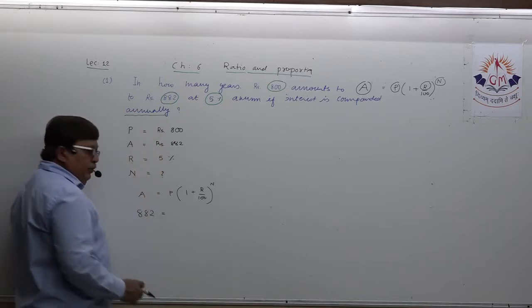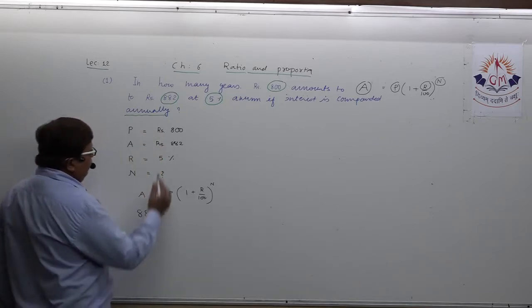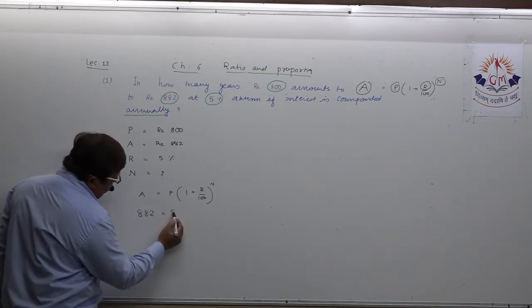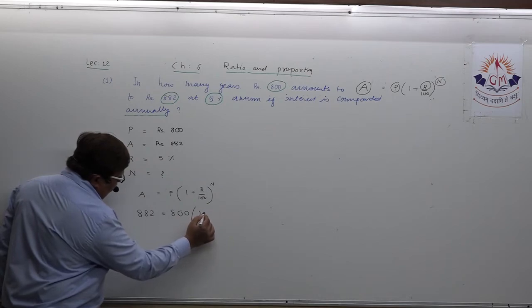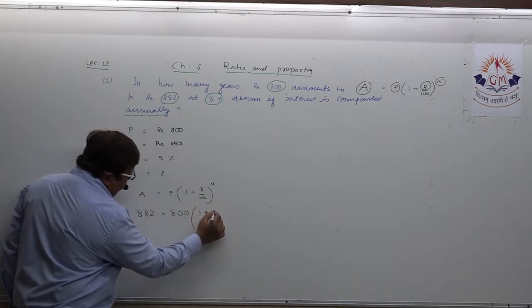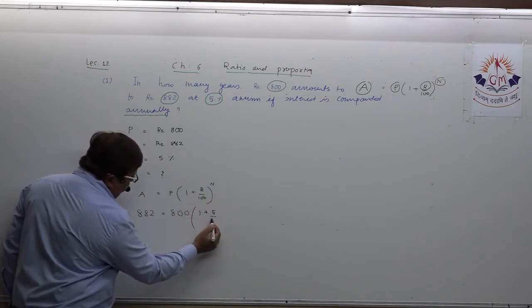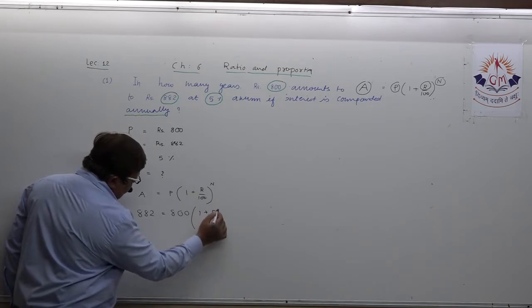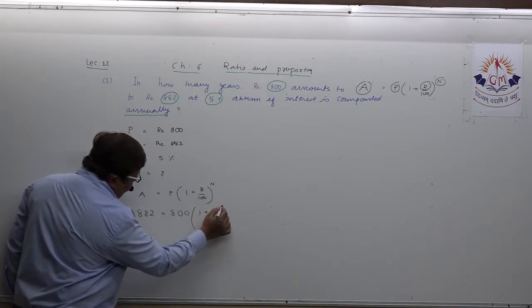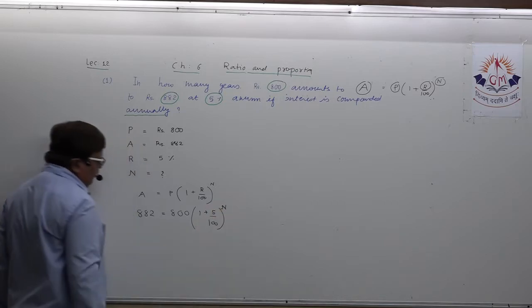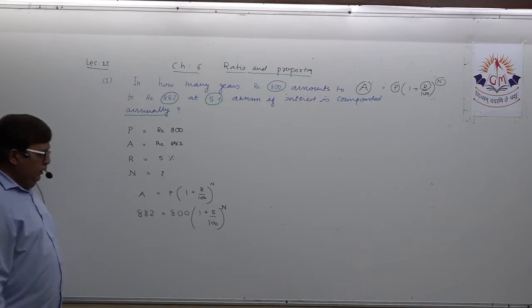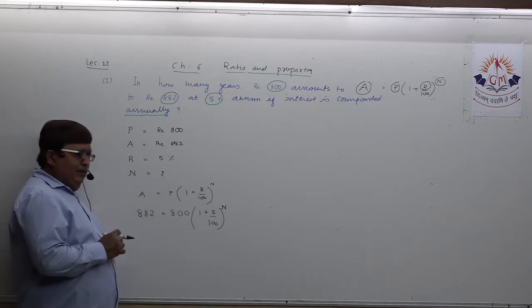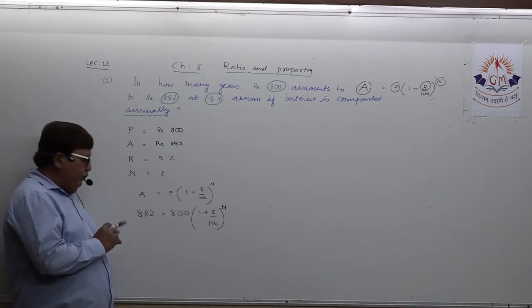What is the principal which is given? 800. 1 plus what is the rate of interest given, 5 upon 100, and n is not given. That's our target. Okay, this is the first step. You should know how to follow the steps with me.